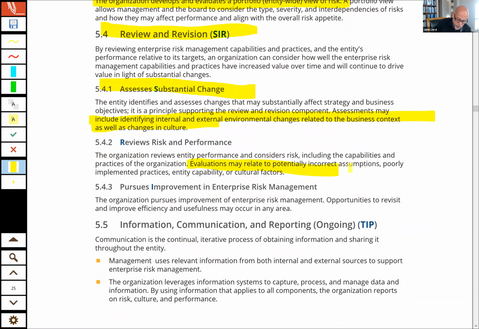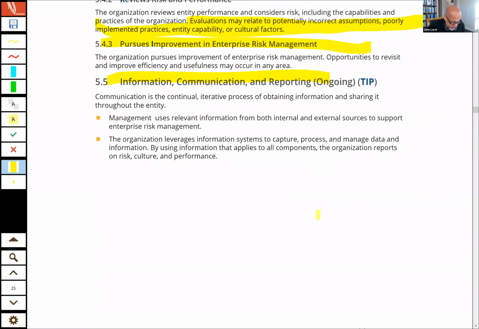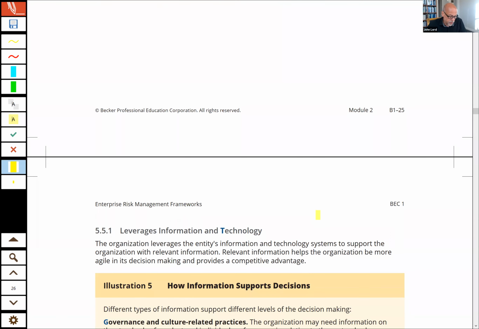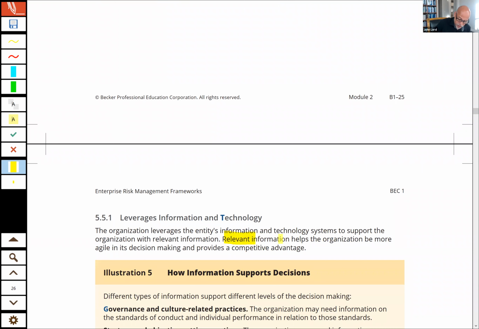Evaluations may relate to potentially incorrect assumptions or poorly implemented practice. And then of course you pursue improvement. And then you have your information, communication, and reporting component. Looking over at the next page, you can see that information technology is a good way to get the information that you need about various risks. And these days with data analytics and whatnot, you can probably get a high-level analysis that talks about the impact of different activities.